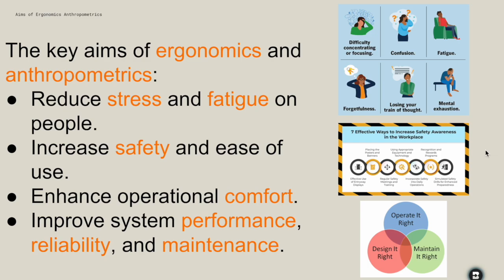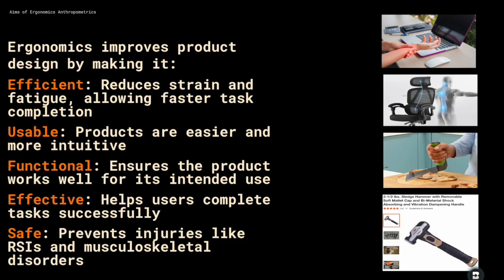We want to have products that are safe and easy to use. It's important because we can't have products that are unsafe, and definitely people don't want to buy products that are difficult to use. We want comfort, and we want to improve systems that have that performance, reliability, and maintenance. So ergonomics improves product design by making them more efficient, reduces strain and fatigue, and allowing faster task completion.